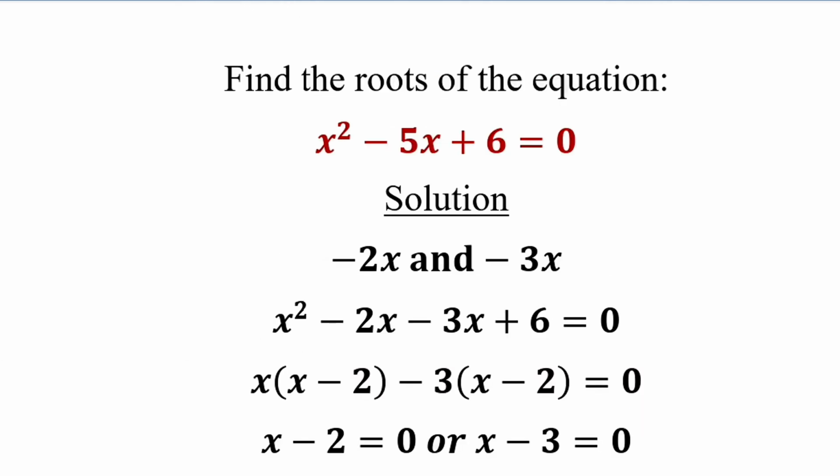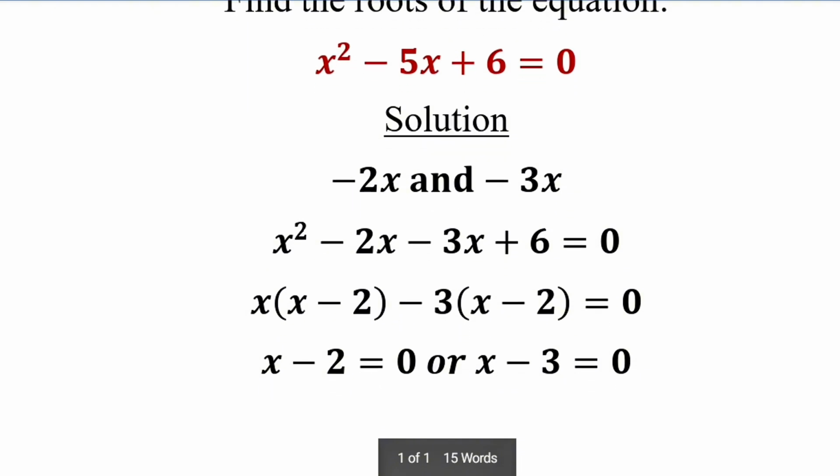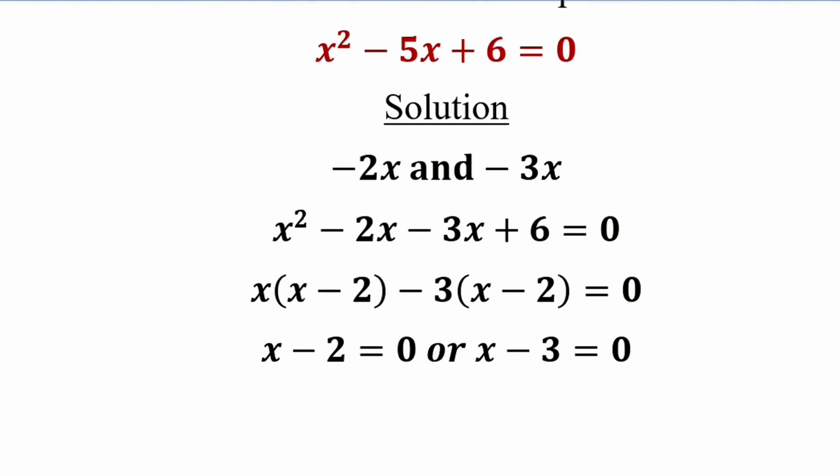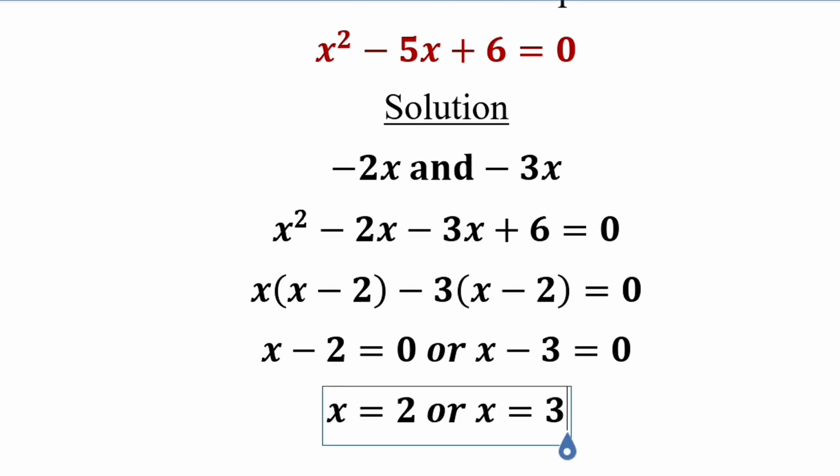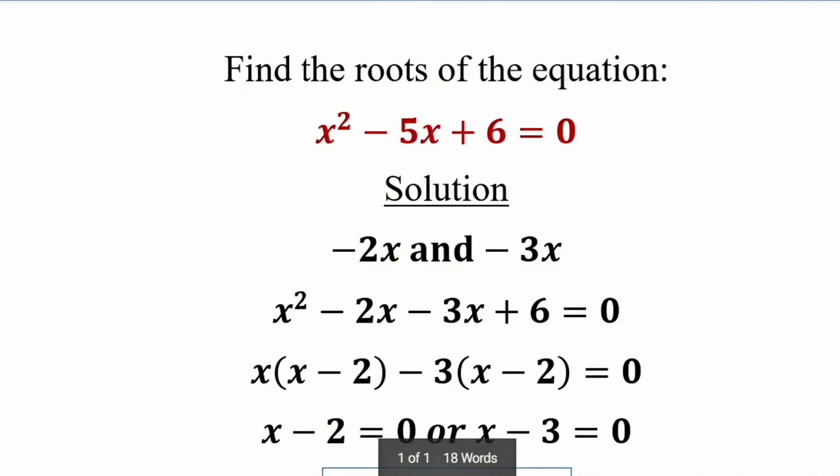Now the next thing to do is to find the values of x. When we take 2 to the other side, it becomes x equals 0 plus 2, and as well when we take 3, which is negative 3, to the other side, it becomes x equals 0 plus 3. In this case we have x equals 2, or x equals 3. So these are the roots of this quadratic equation.